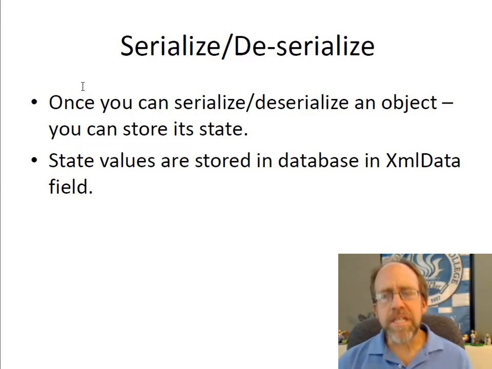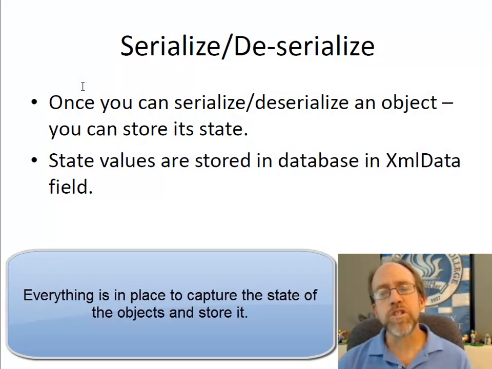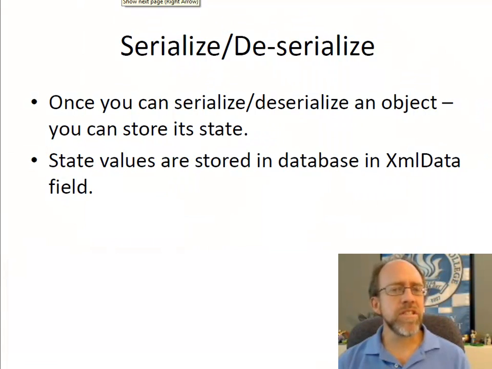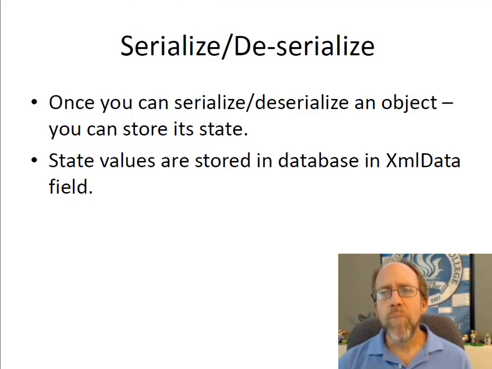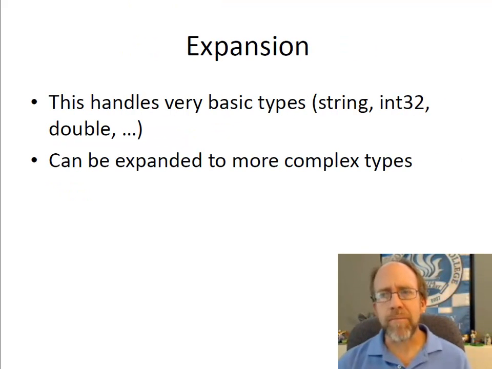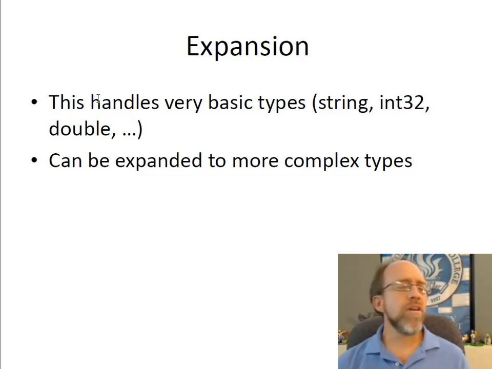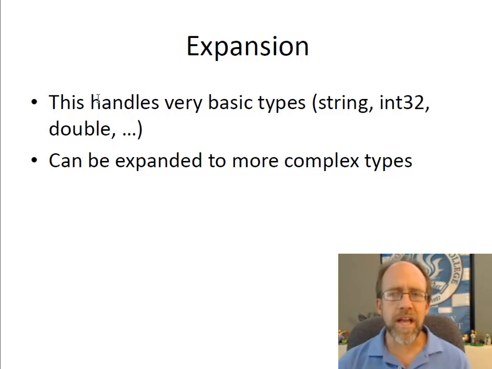With that ability to serialize and deserialize an object, you have the ability to store the state of the object. You can store it into a database relatively straightforwardly. It's very easy to do. In fact, the code really just gets complex when you start dealing with more complex types of data. The basic types are handled with the code that I just showed you in this lecture.